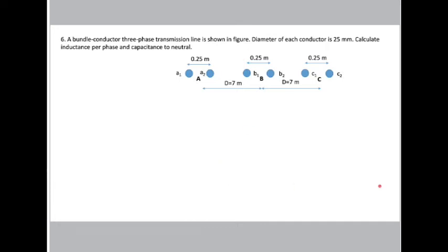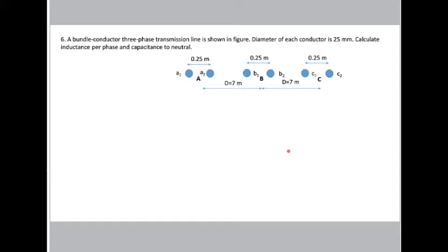This is about a bundle conductor three-phase transmission line. You see the three phases: phase A, phase B in the middle, and phase C. This is a horizontal configuration, meaning the conductors are arranged horizontally. It can be vertical as well, with A in the middle, B at the bottom, and then C down at the bottom. So it can be vertical, it can be horizontal. This is an example of a horizontal arrangement.